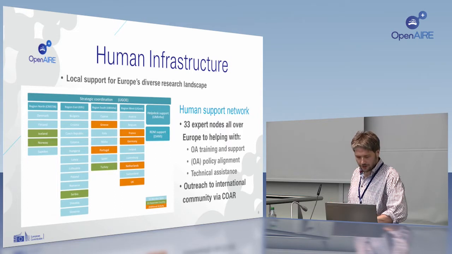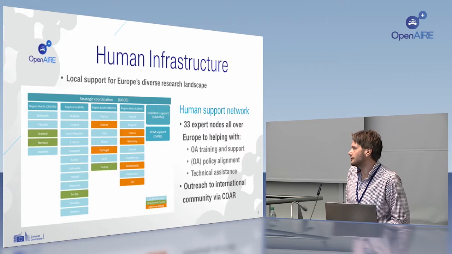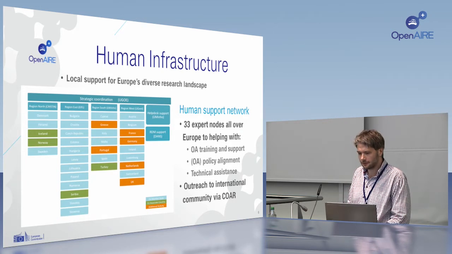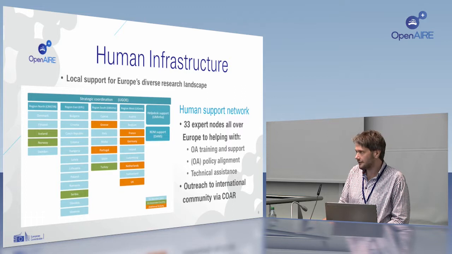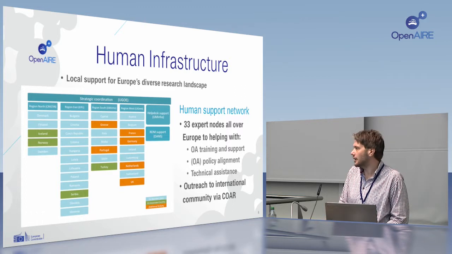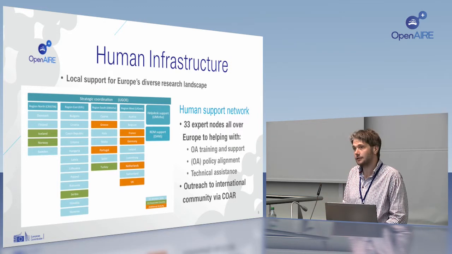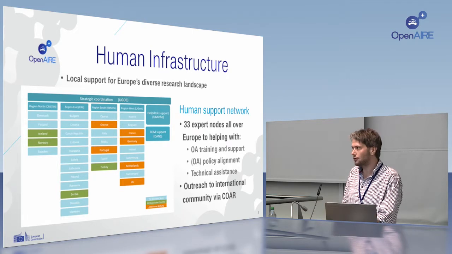To talk a little about the human infrastructure of OpenAIRE, the backbone of it is the network of national open access desks. So we have local representatives in every EU country and beyond. We're also in Norway, Turkey, Serbia, and so on. They provide local support for open access training and support. They help to align policies from the EC level down to the local level, and they also provide technical assistance. To find your National Open Access Desk, just go to the OpenAIRE portal /NOADS.